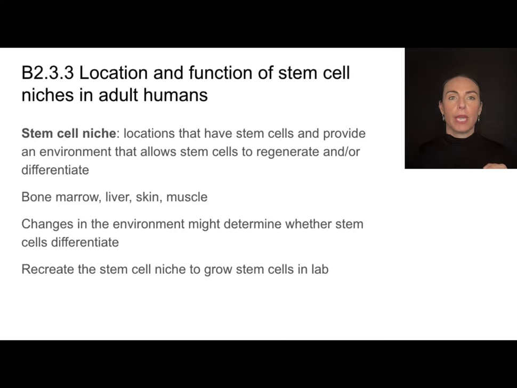After our cells have differentiated, we no longer are just this ball of undifferentiated, unspecialized cells. However, we do contain some locations where stem cells remain, and those are called stem cell niches. So these are locations in our body, like in our bone marrow or in our liver, that have stem cells, and they provide an environment that allow those stem cells to do both of their really cool jobs, to regenerate and to differentiate. So changes in that environment might determine whether or not those stem cells just make more stem cells or whether they start to differentiate. So for example, if I have an injury, then maybe those stem cells will start to differentiate to replenish that tissue, okay? And if not, maybe they're doing something else. We can actually recreate the conditions of these stem cell niches in labs to grow and proliferate stem cells outside of the body, which is really cool.